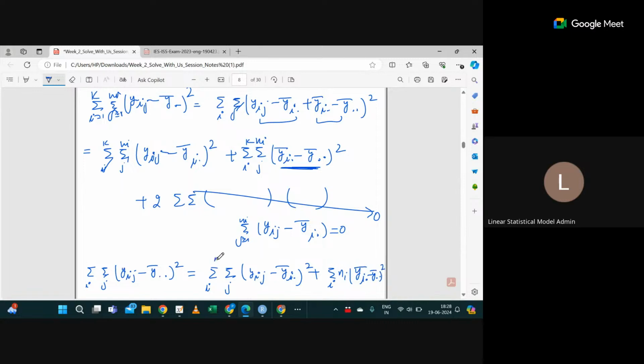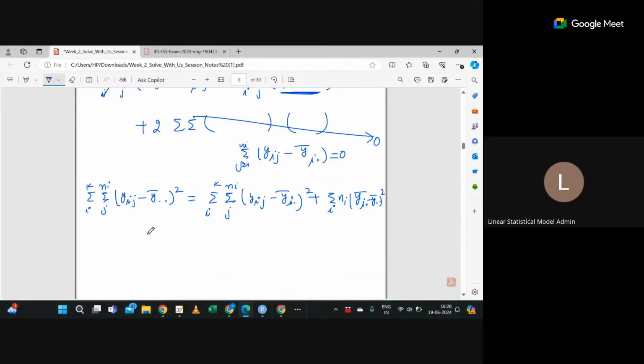Can you tell me something you can observe from here? What is this? Total sum of squares, right? What is this? SSW, okay, this is within group, right? And this is SSB. Now the formula came from here actually. I see, thank you.